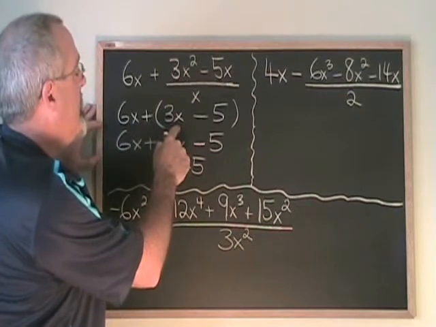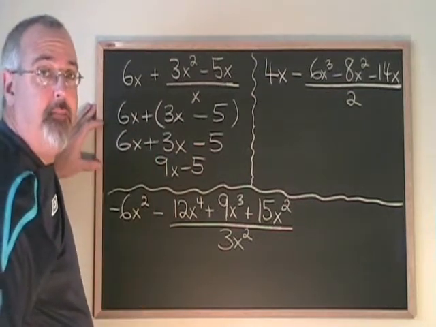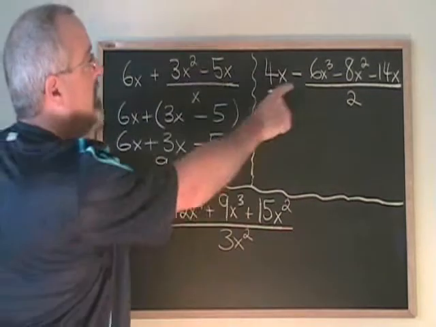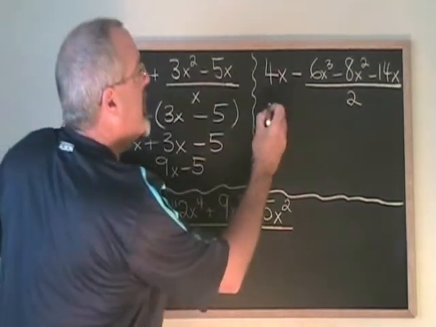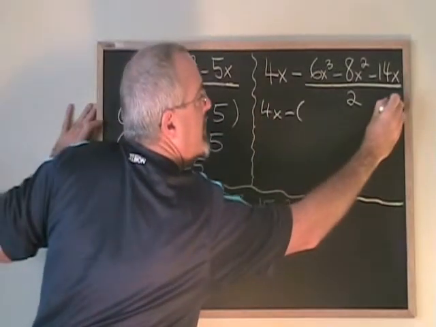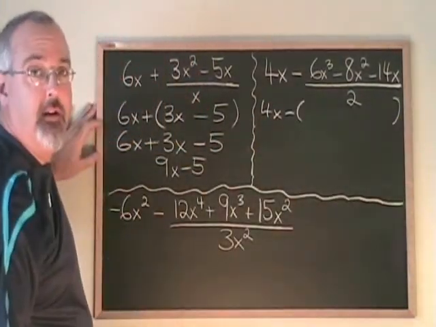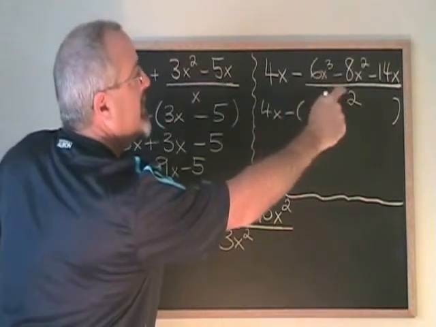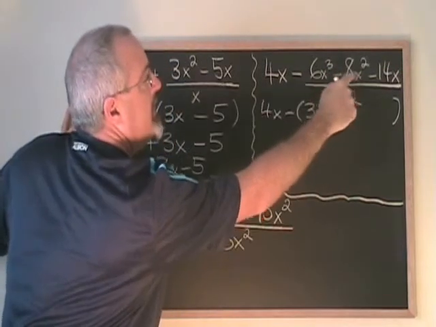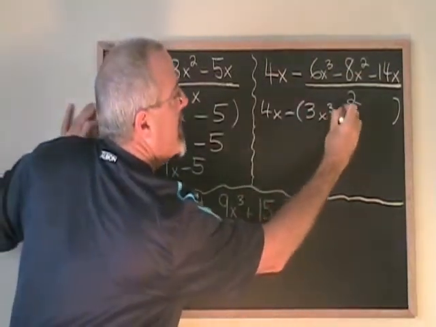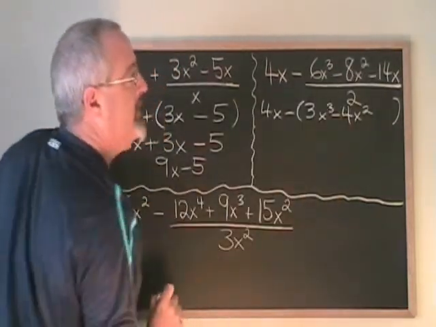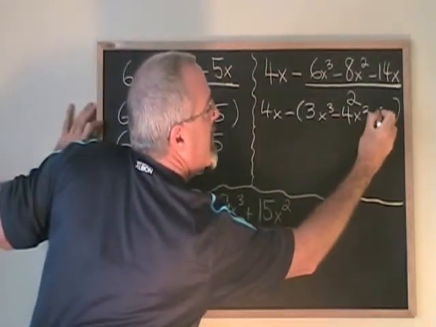This was unnecessary because we had a plus sign before the bracket. But it will become necessary when we have a minus sign before the bracket, like we do in this example over here. I put 4x minus, and then I put a bracket big enough to contain the answer to the division. 6x cubed divided by 2 is 3x cubed. Minus 8x squared divided by 2 is minus 4x squared. Minus 14x divided by 2 is minus 7x.